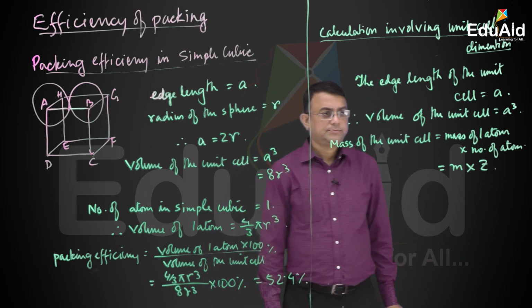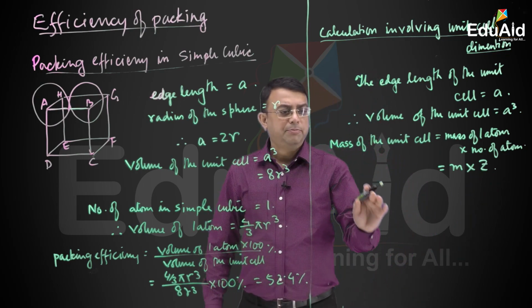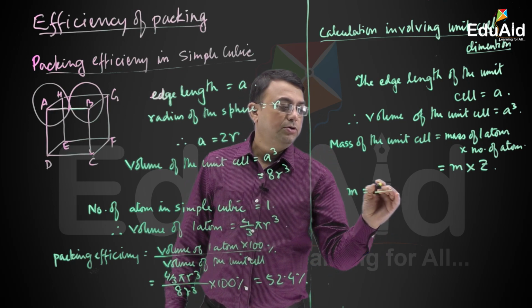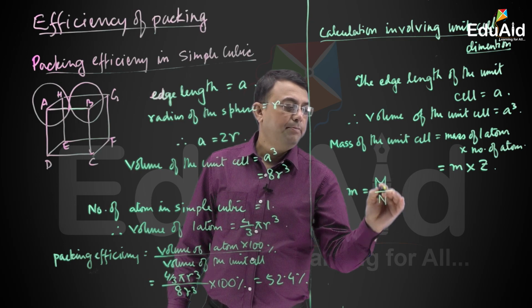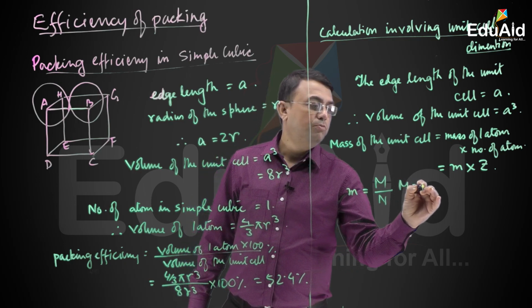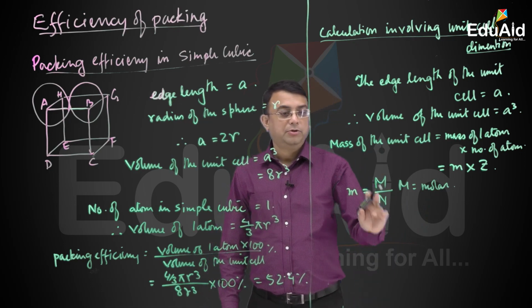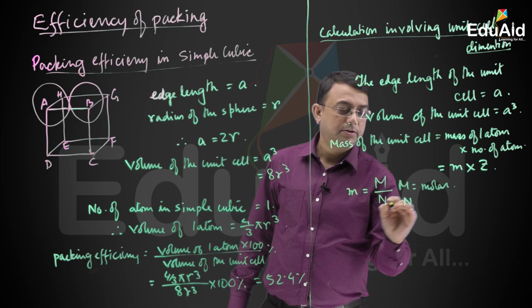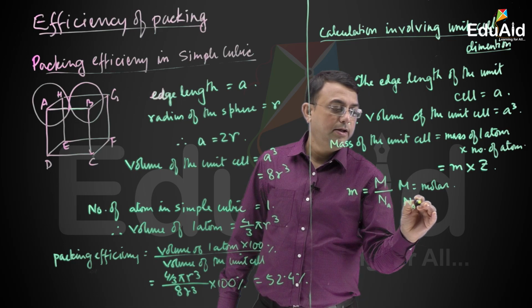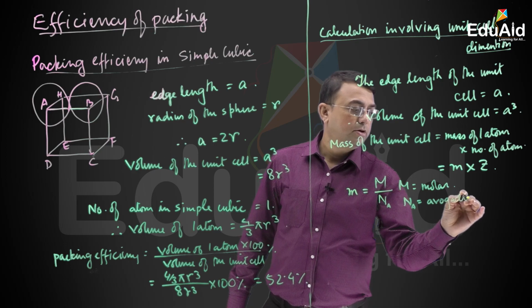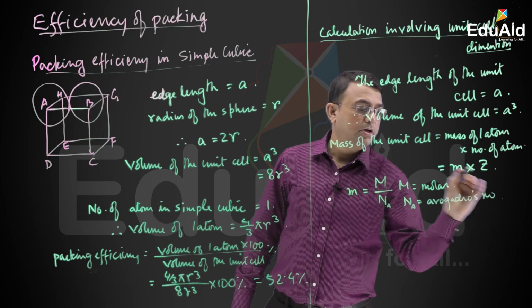Alright. The mass of one atom, what is the mass of one atom? m is equal to M by Na. What is M? M is the molar mass. And Na is the Avogadro's number.